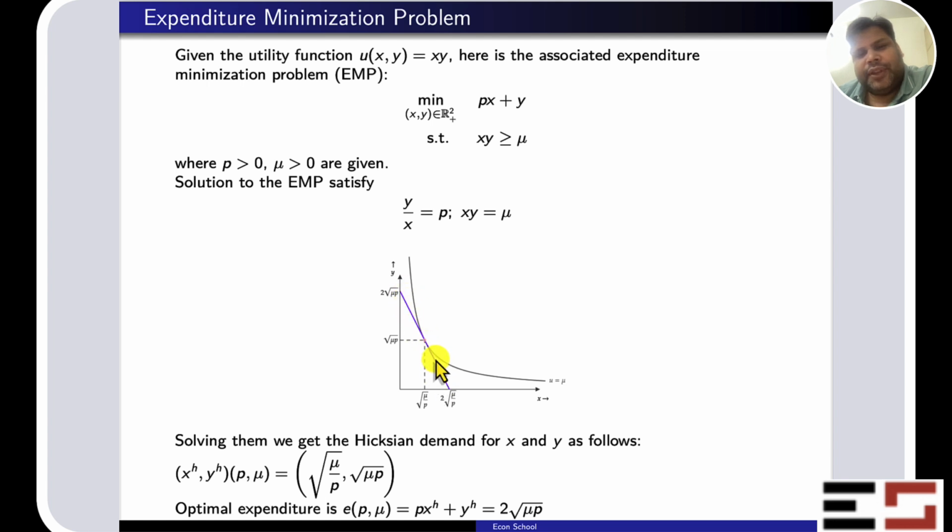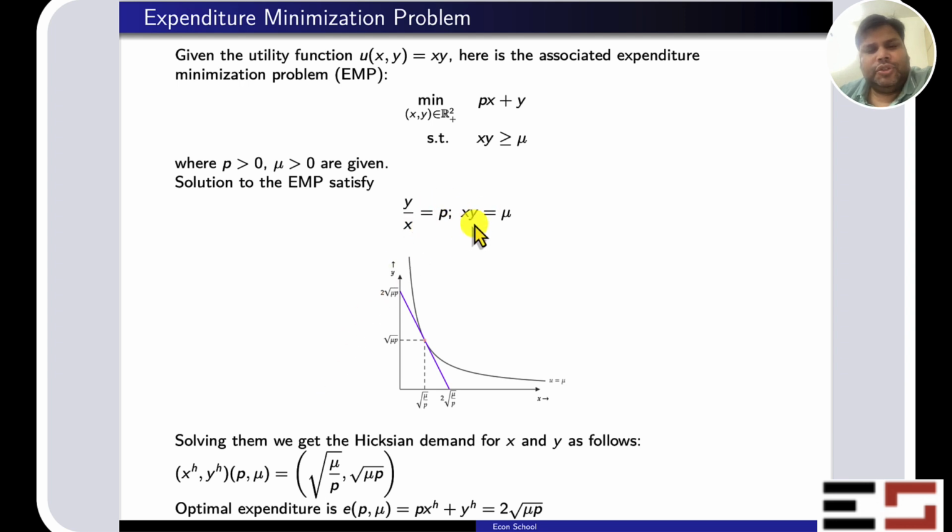Okay, and again, if you see, the optimal choice will be on the lowest possible iso-expenditure curve that passes through the constraint, which is basically the u equal to mu indifference curve. So this is the indifference curve where x times y equals mu, and this is the lowest possible iso-expenditure curve. The slope of the iso-expenditure curve will be p in absolute terms, and that should be equal to the marginal rate of substitution y by x at the point where expenditure is minimized. And it must also be a point on the indifference curve xy equal to mu. So these are the two equations that the solution must satisfy.